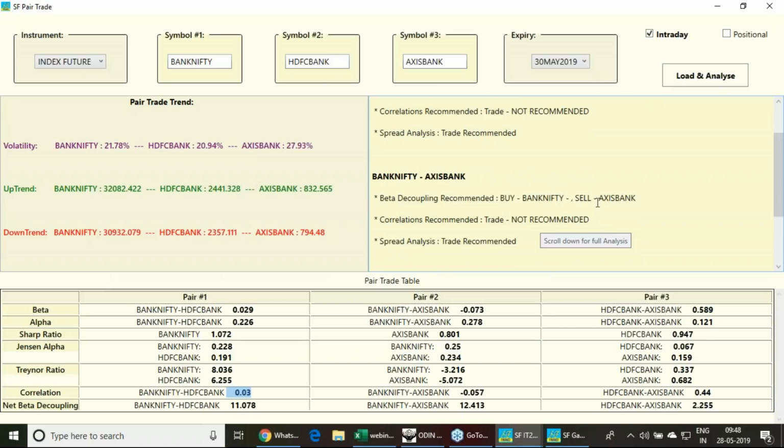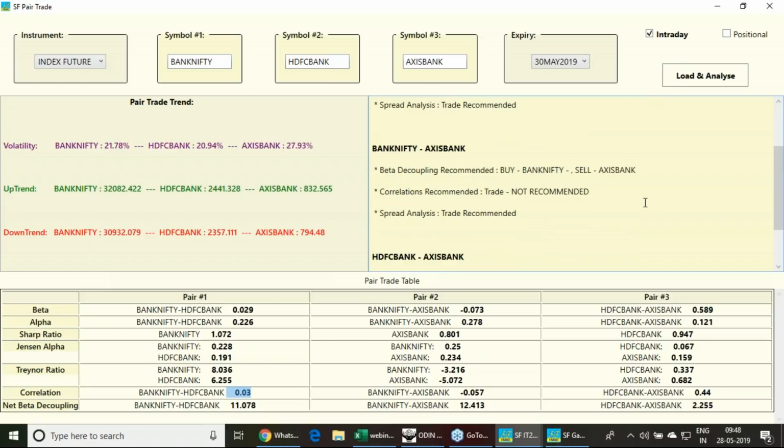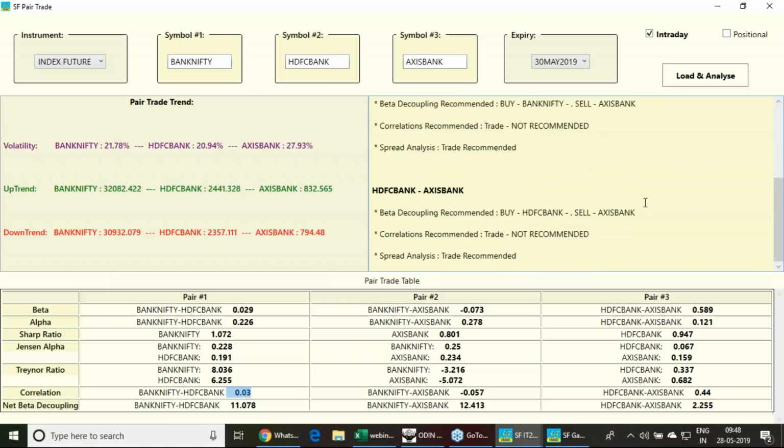So for Bank Nifty and Axis also, beta decoupling is recommending. It is also expanding, but correlation is not favorable. That too needs to be hedged. So here too a similar thing is coming. The correlation is not favorable, 44%. So HDFC and Axis, buying HDFC, selling Axis is also recommended.